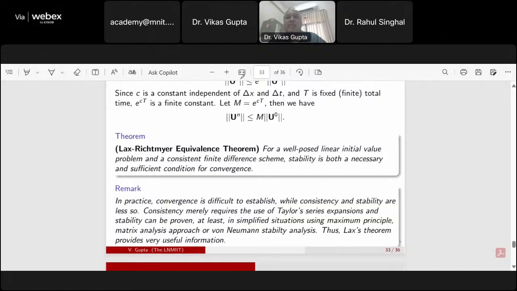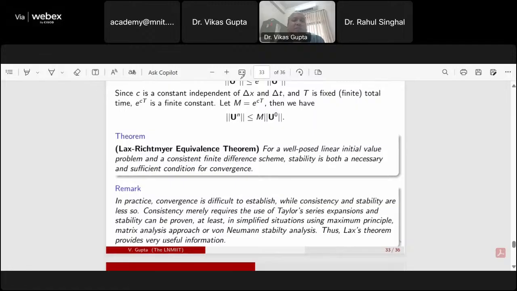It states that for a well-posed linear initial value problem and a consistent finite difference scheme, stability is both a necessary and sufficient condition for convergence. It means that consistency plus stability implies convergence. And with this, I am going to conclude today's lecture.